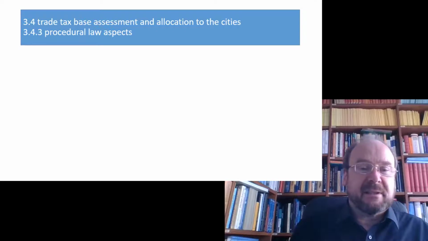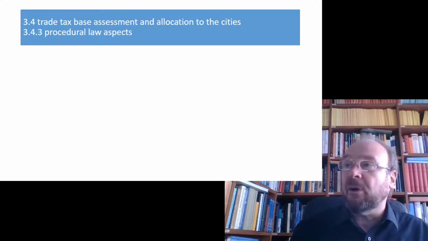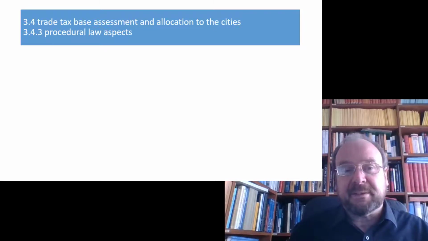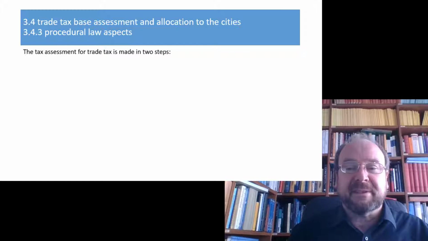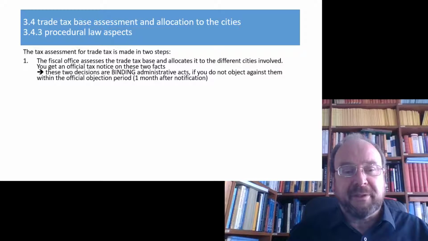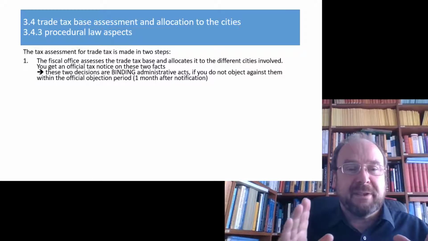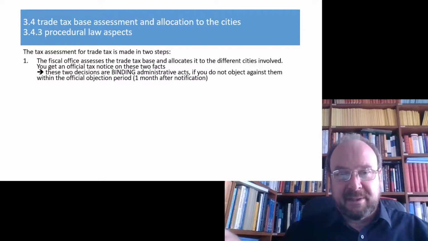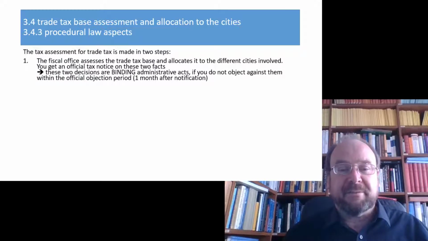Okay, a last necessary aspect which one should mention in connection with the trade tax is the procedural law aspect, that is, who writes the tax notice. Here there is something special going on because the trade tax assessment is made in 2 steps. First, everything where fiscal knowledge is needed, that is, up to the trade profit calculation, the trade tax base calculation, and its distribution to the several cities. All that is done by the fiscal administration, so by the fiscal office.